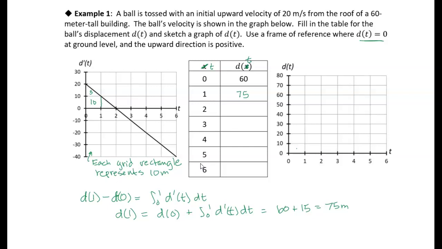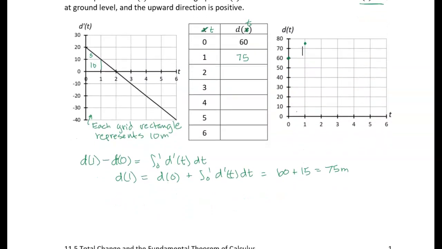Now we could also plot this too. We're supposed to sketch a graph as well. So we're starting out here at 60 meters, and then at t equals 1 we're at 75. So I'll just go ahead and plot those points. Okay, I'm going to scroll down a little bit so I can have some more room to write here. We won't be able to see the problem statement, but that's okay. You know what it is now, right?